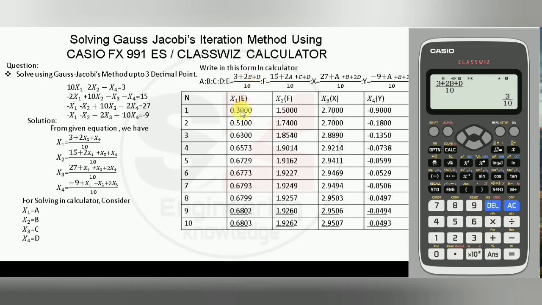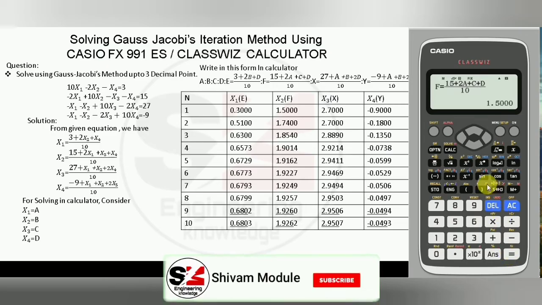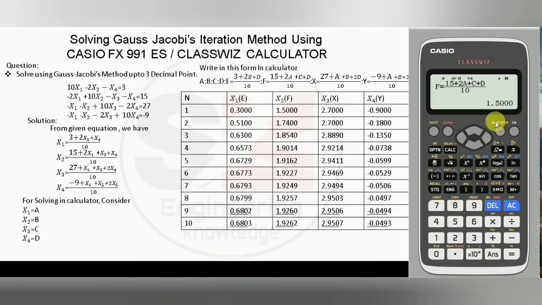This expression means the value for x1, that is the E value. And then you can write from this calculator into this table in this way. Then just by pressing the equal to button, we get the values for the other variables in this way, that is 1.5. Just press the equal to button, and 2.7 for x3, minus 0.9. Then for now we have to change the values of A, B, C and D for the second iteration.